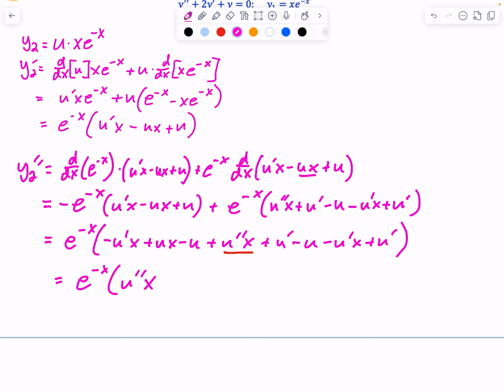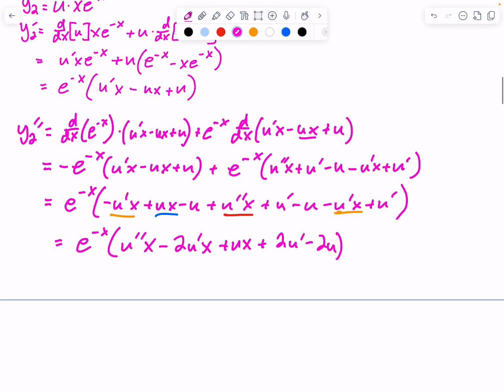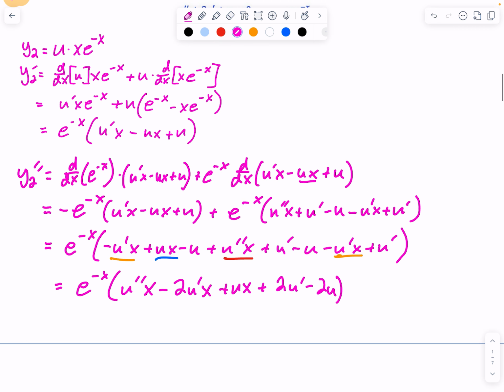Now I'm going to look for single prime x's. So single prime x, single prime x. Okay, I get two of those: minus 2u prime x. All right, the next thing we'll underline, I think ux is right here, and that's it. So plus ux. All right, and then plus 2u prime, and then minus 2u. Right, so there's our second derivative. So it took all that to get that.